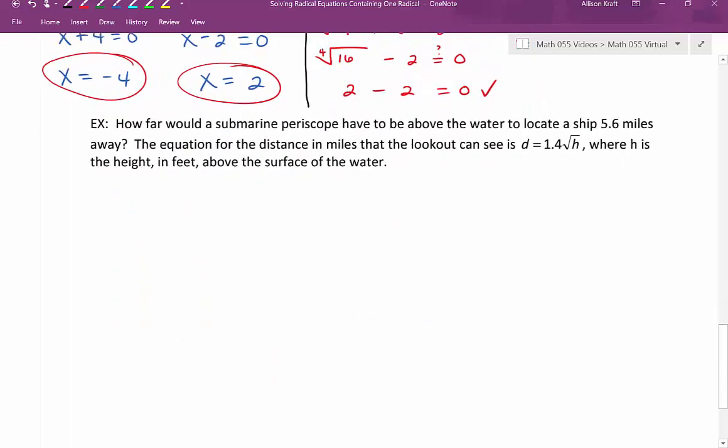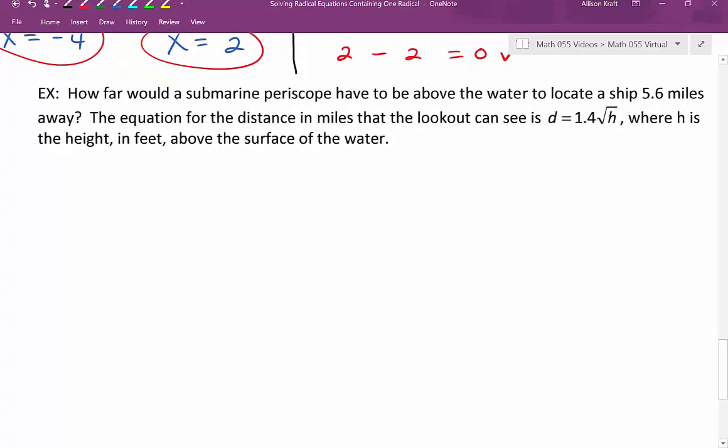Let's check out an application problem. How far would a submarine periscope have to be above the water to locate a ship 5.6 miles away? The equation for distance in miles that the lookout can see is d equals 1.4 times the square root of h, where h is the height in feet above the surface of the water. Well, they tell us that the ship is 5.6 miles away. That's our d. So we're plugging that into our equation.